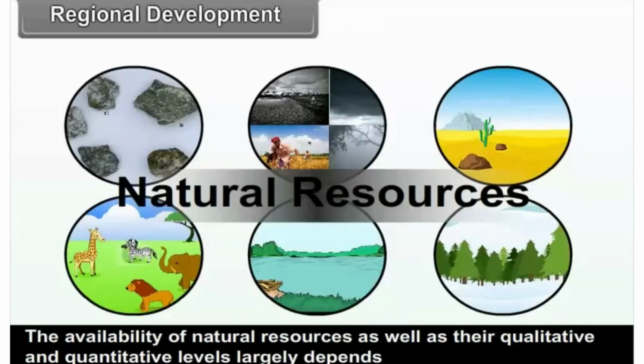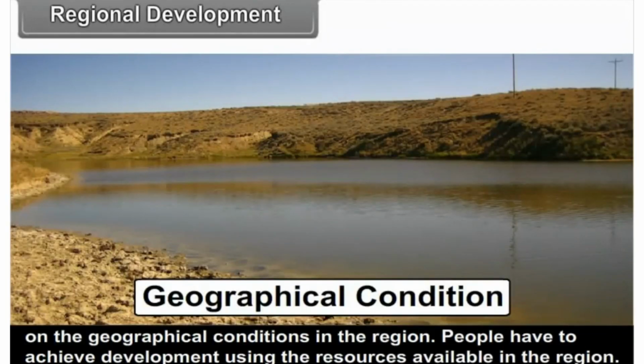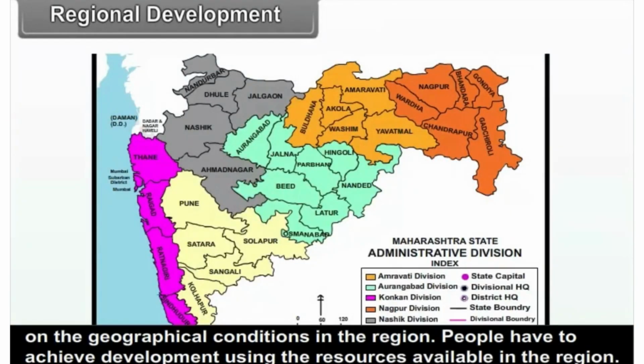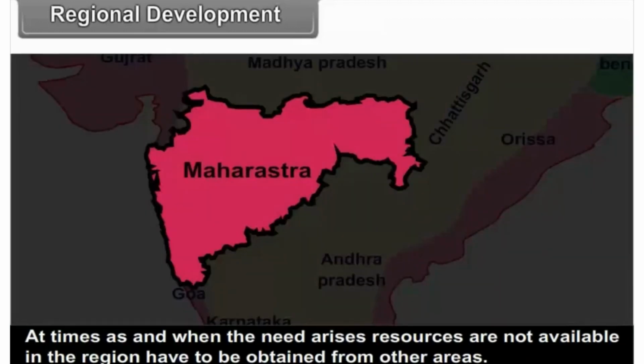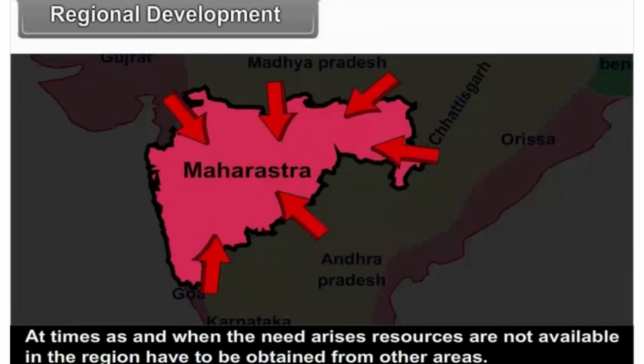The availability of natural resources as well as their qualitative and quantitative levels largely depend on the geographical conditions in the region. People have to achieve development using the resources available in the region. At times, as and when the need arises, resources are not available in the region and have to be obtained from other areas.